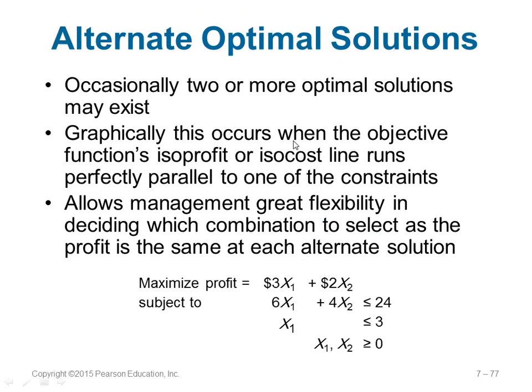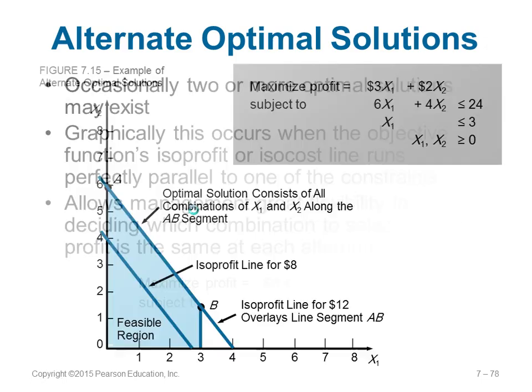And sometimes you have linear programming problems where you can have more than one optimal solution. You will get more than one answer. This gives management, or anybody, the flexibility to choose whichever alternate solution is possible.